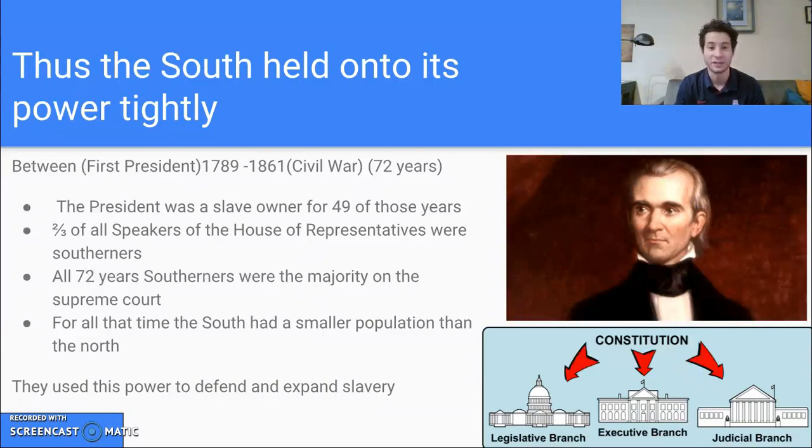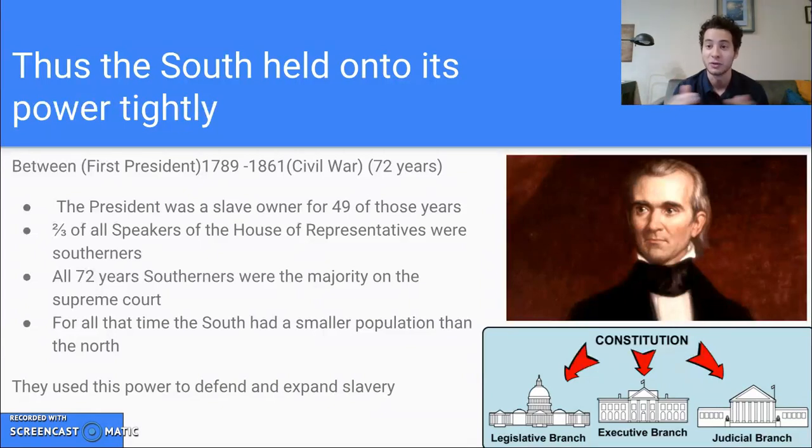All of those 72 years, whenever a bill that might have been unconstitutional came before the Supreme Court, it was mostly Southerners who were looking at it. And arguments can be made over whether or not they tried to get this power only to save the institution of slavery. I don't think that's a good enough argument. I think they also wanted power for themselves for other reasons. But they definitely used this power to defend and help slavery expand outside of just the original southern states.